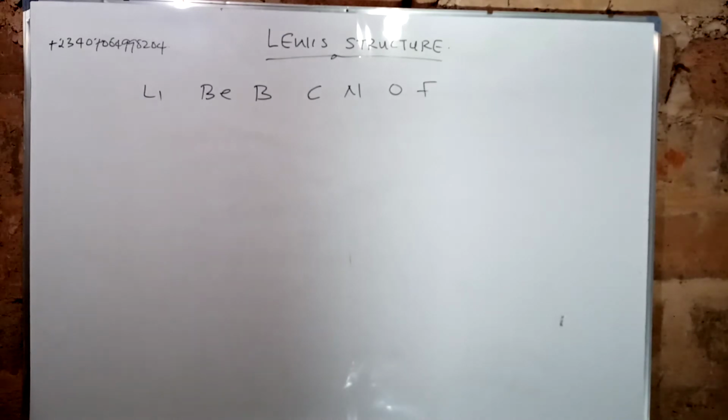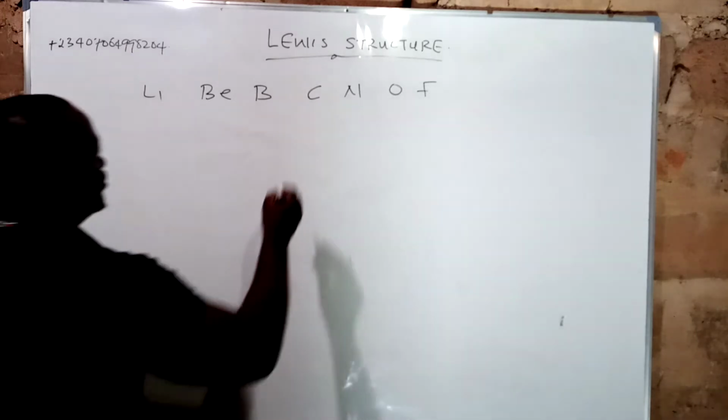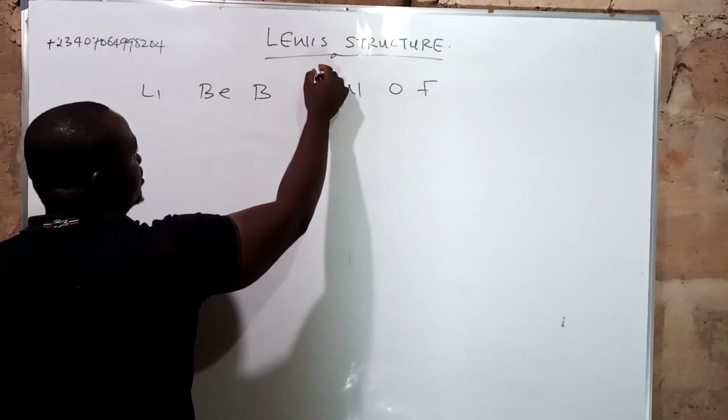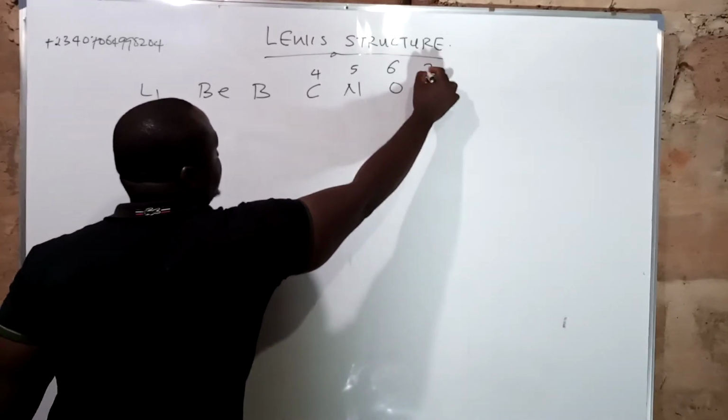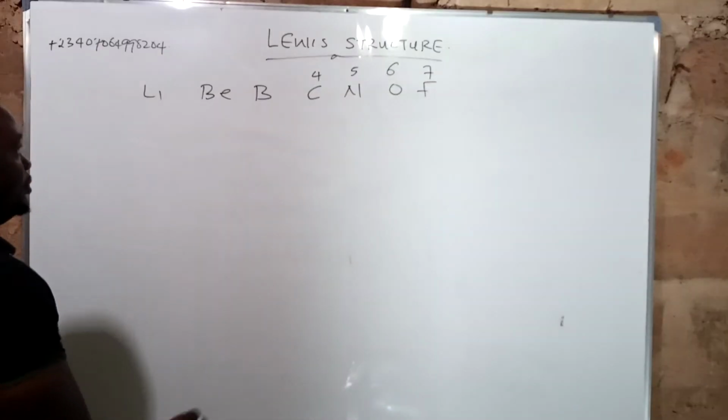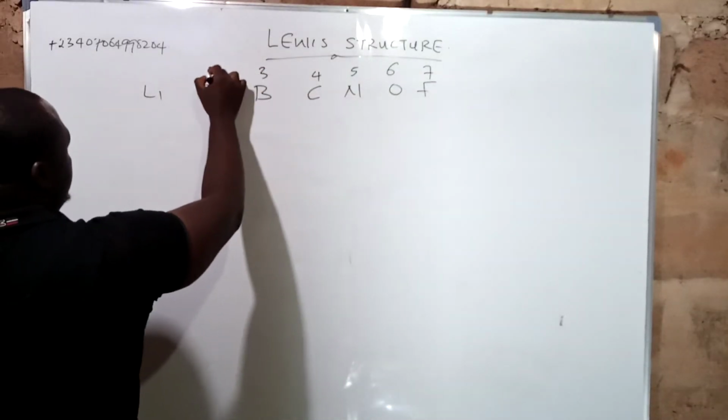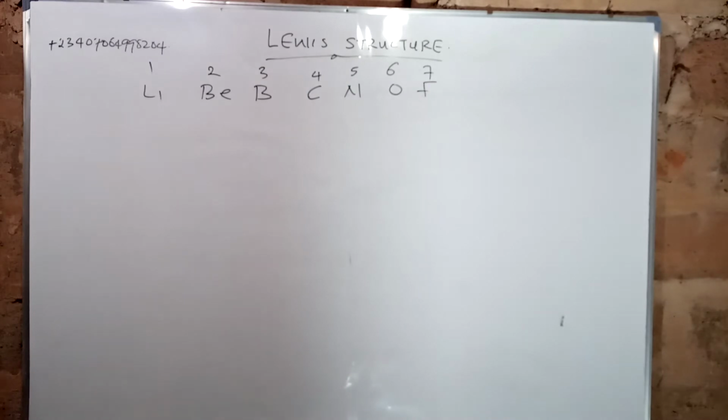Now, I want you to know something. When you are counting, you will notice that carbon is under group 4. And this is 5. This is 6. And this is 7. Right? So the same thing, this place is 3, 2, and 1, under the periodic table.